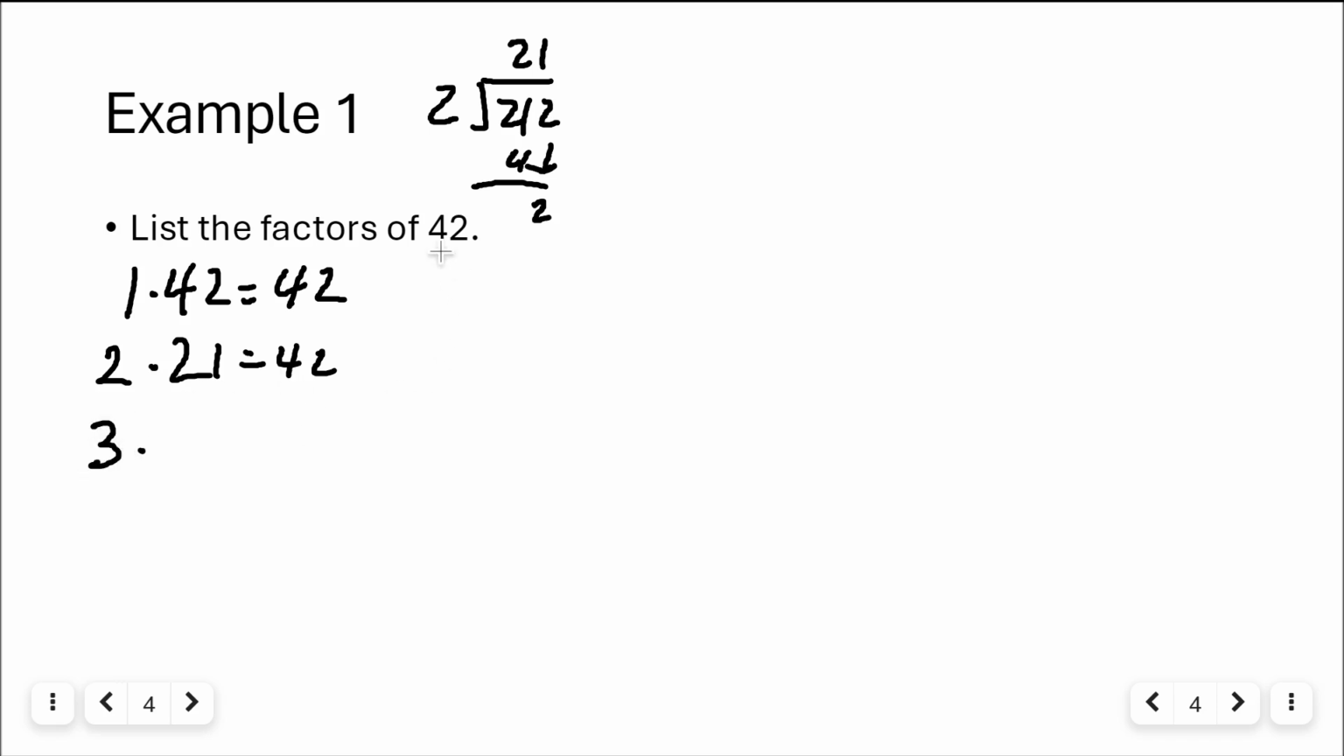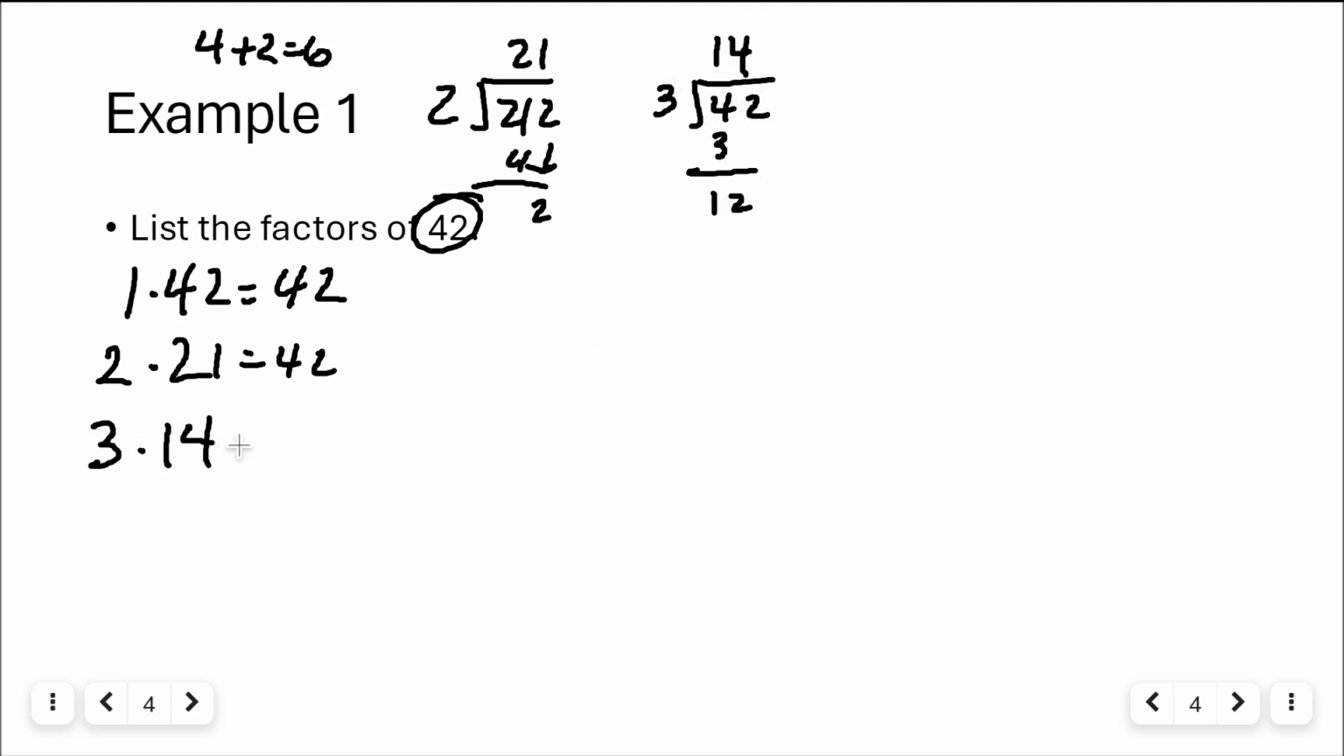3 is going to divide into 42. Now there's a trick to know if 3 divides into 42. If you add the digits of 42, 4 plus 2, you get 6. 3 goes into 6 evenly, so 3 goes into 42 evenly. That's a trick that you can use. 3 goes into 4 one time, 12 left over. 3 times 4 would give me 12. So 3 times 14 is also 42.